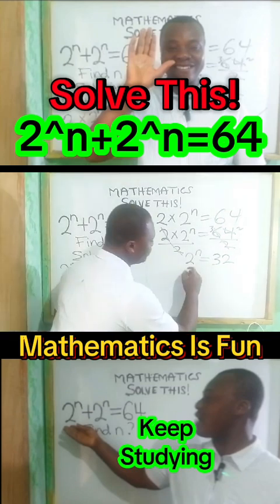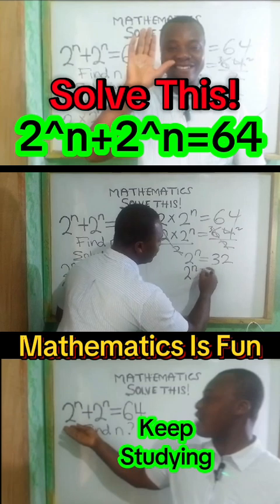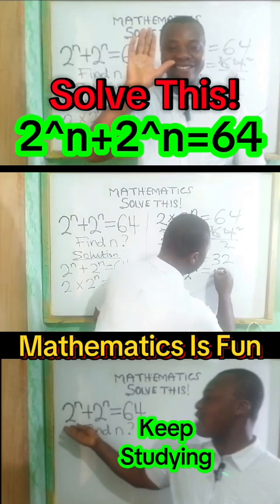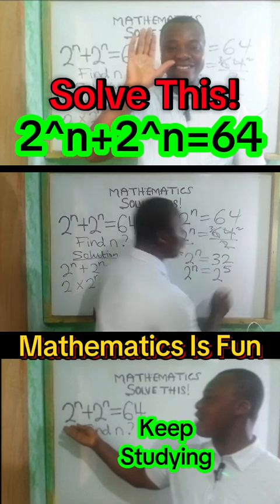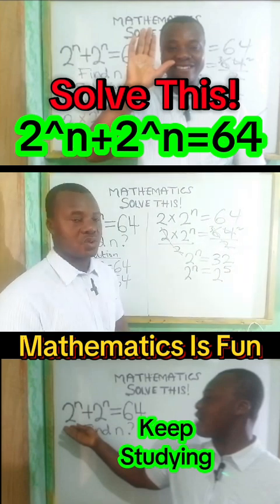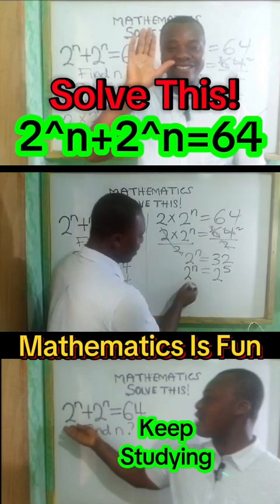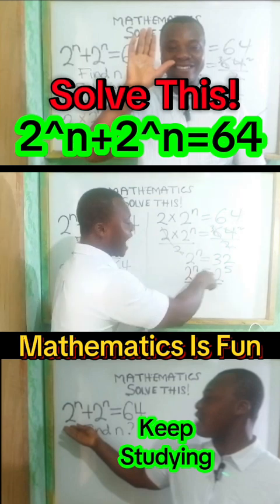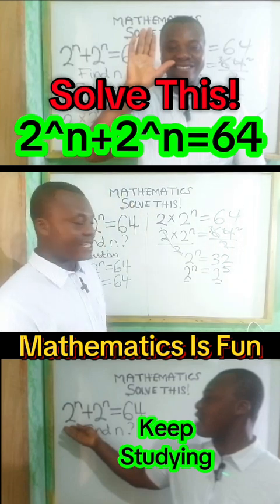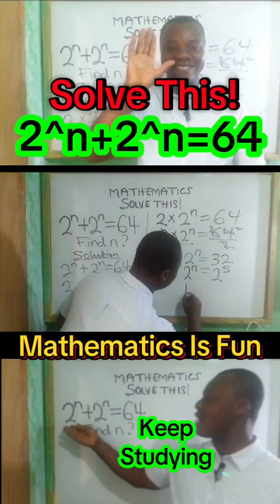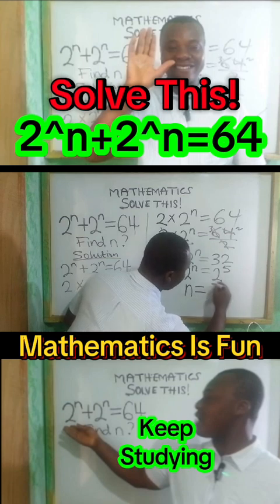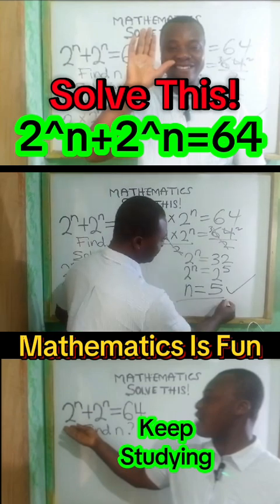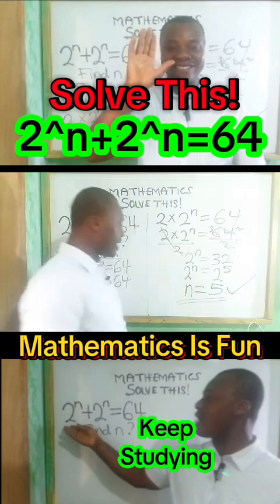So here now we have 2 raised to the power n, and 2 raised to the power 5 is what gives us 32. So now since our base is the same, we set our exponents as the answer. So we are having n equal to 5. This is our final answer.